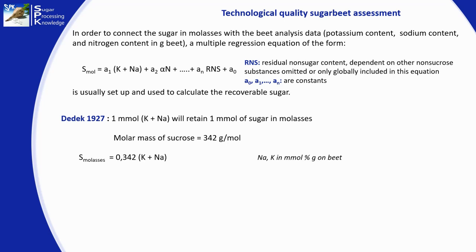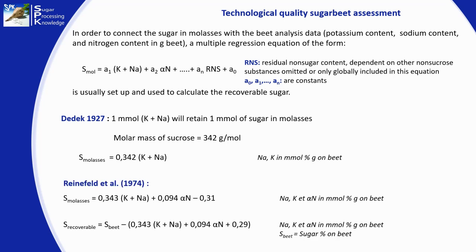Reinefeld in 1974 calculated molasses sugar values from 58 thick juice analyses and correlated them with the corresponding beet analysis results. This calculation gave the following equations: molasses sugar and recoverable sugar.